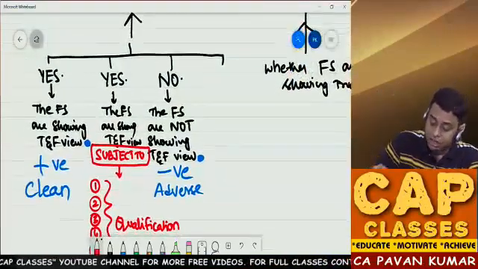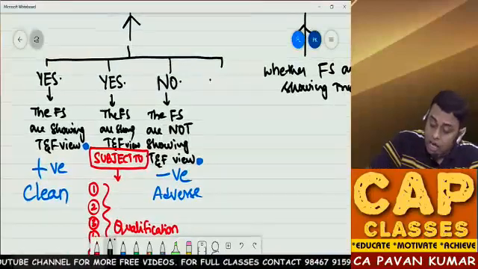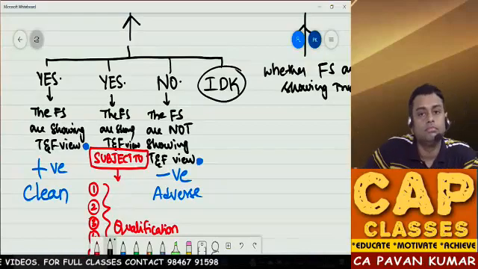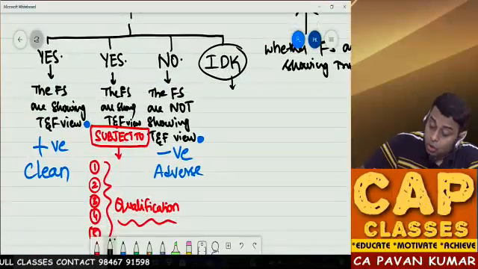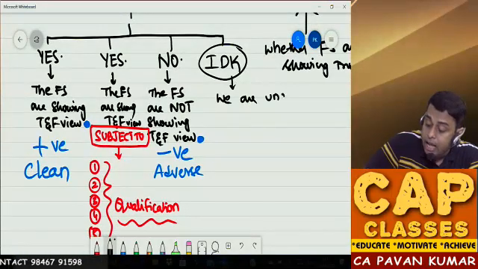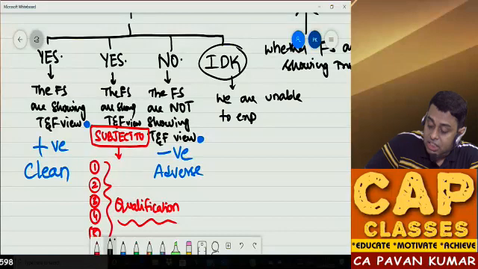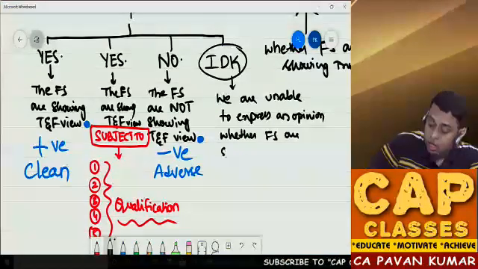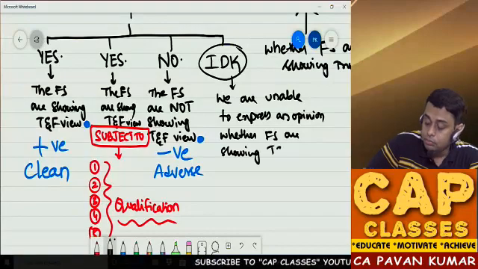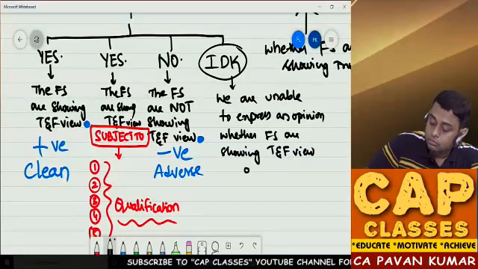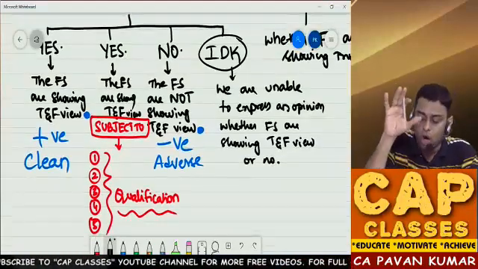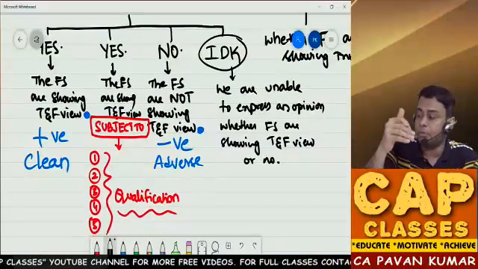Then comes a situation where the auditor is saying IDK. What is IDK? I don't know. Here what he says, we are unable to express an opinion whether financial statements are showing true and fair view or no. This is too dangerous. So in fourth situation, what auditor is saying, I don't know whether financial statements are showing true and fair view or no.